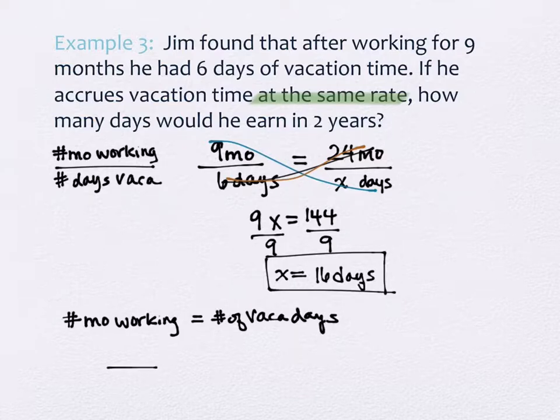So if you did that, you're still going to end up with a proportion, but the proportion is going to be comparing the number of months working in one scenario versus the other one. So the number of months working currently is 9 months. The number of months that we're talking about working is 24. The number of vacation days that we currently have is 6 days. And what I'm trying to find out is the X days amount, the amount that we'll associate with the number for 24 months.